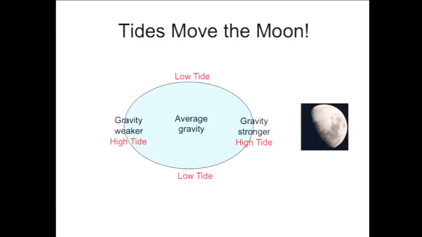The reason we have 2 high tides a day is that as the Earth rotates underneath this, you get one high tide when you're here, and the other high tide when you're here. The fact that it's symmetrical on both sides gives you the 2 high tides and 2 low tides every day.